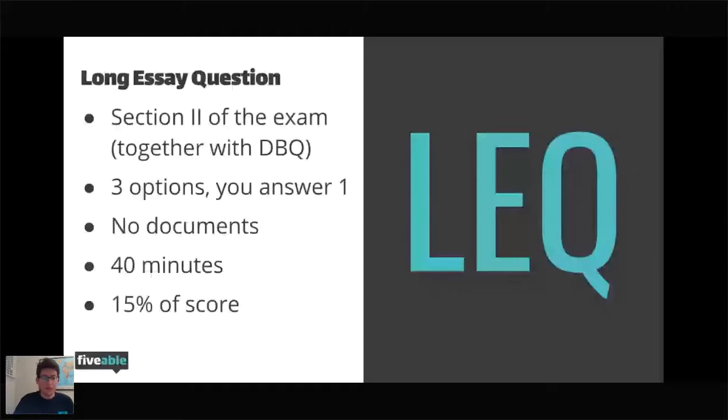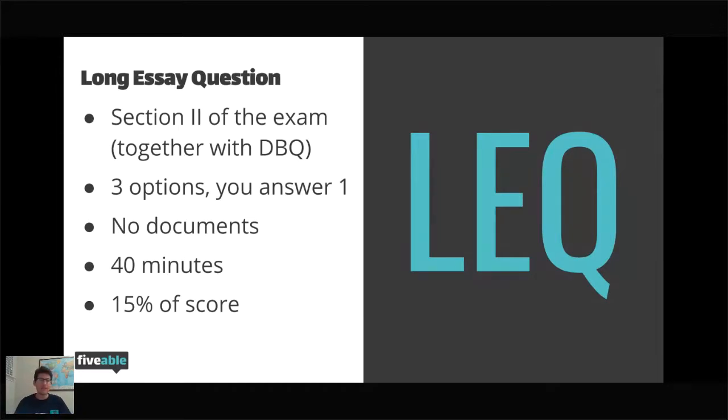The LEQ, the next, or the final essay that you're going to arrive at. When you get to this, you do the DBQ first, which in this section, by the way, you don't have to do them in this order. You can do them out of order, although since the DBQ is worth more, I usually caution my students against doing that. Tackle the DBQ first, then go at the LEQ, unless you just find that the DBQ is taking you way too much time.